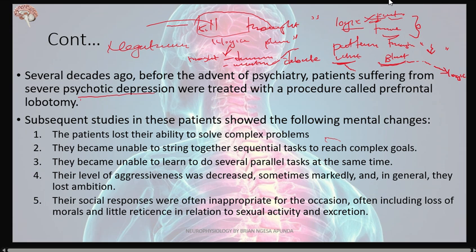Their social responses were often inappropriate for the occasion, often including loss of morals and little reticence in relation to sexual activity and excretion. So we'll be able to see some of the disease, possibly in the hypothalamus, the Kluver-Bucy syndrome that could be having the same sorts. Because remember, the prefrontal area serves you with some logic patterns of thoughts. If it is not there, it means that you'll not be able to control yourself. So scientifically, we can suggest that you are disinhibited.